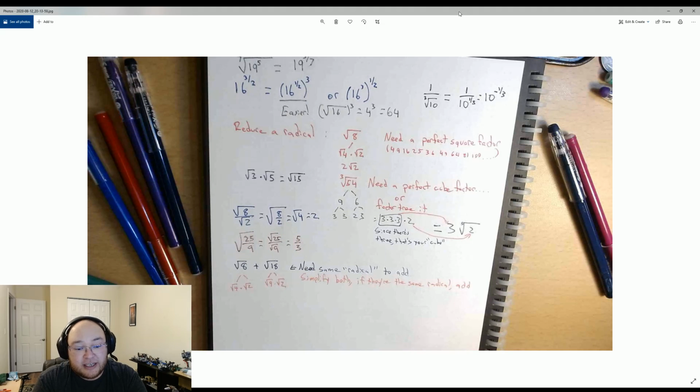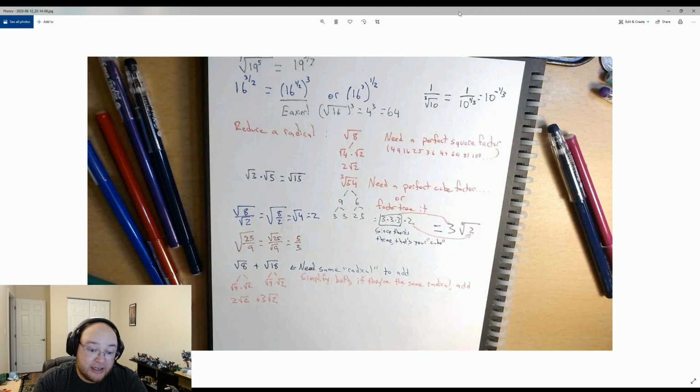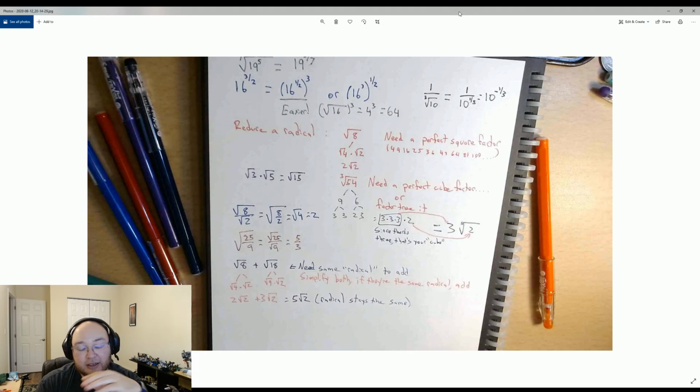4 times 2 is 8, 9 times 2 is 18, and so square root of 4 is 2, so it's going to turn into 2 root 2, and square root of 9 is 3, it's going to turn into 3 root 2. And now if you look at those square roots, they're the same number, they're both root 2, so if I have 2 square roots of 2 plus 3 more square roots of 2, I now have 5 square roots of 2, which is your answer, and the radical stays the same.